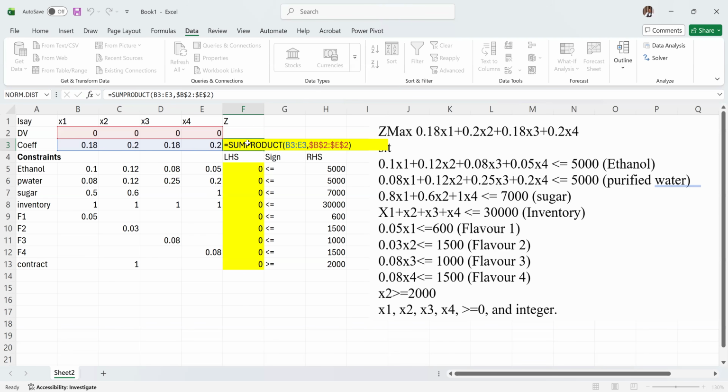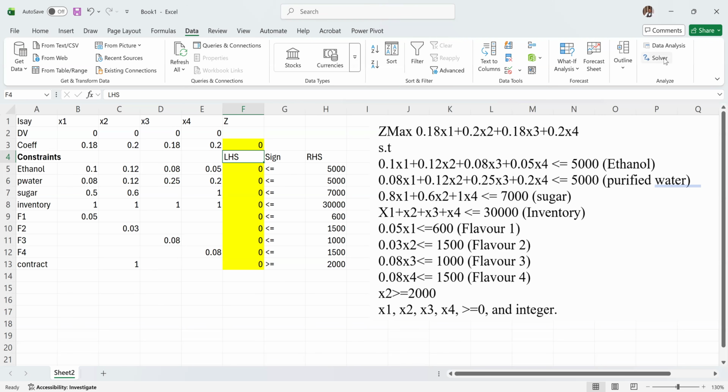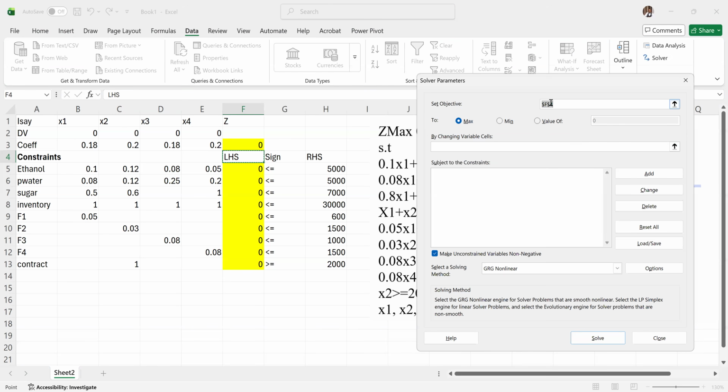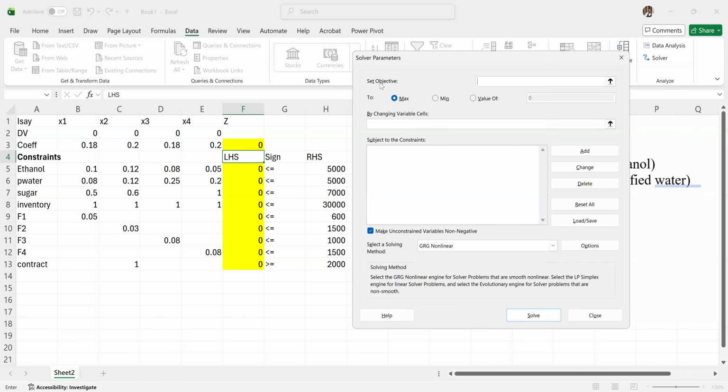Click on the data tab, go to the far right, click solver. Once you click solver, you will see the solver parameter dialog box pop out. The first thing you see is set objective. Click on the Z value, which is a 0 here. It will collect itself into this. Mine is F3. If yours is in a different cell, that cell is what is going to be collected. The key point is that you are collecting the Z formula. It's a maximization, which has already been ticked here, so you leave it as it is.